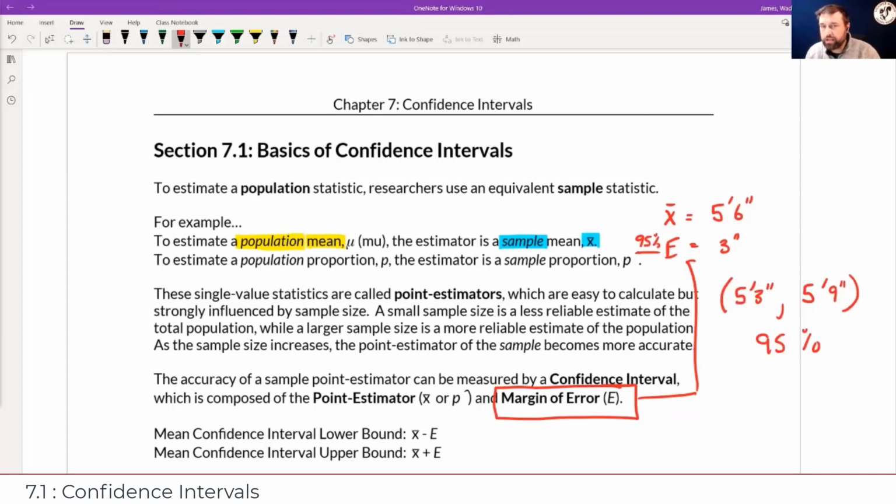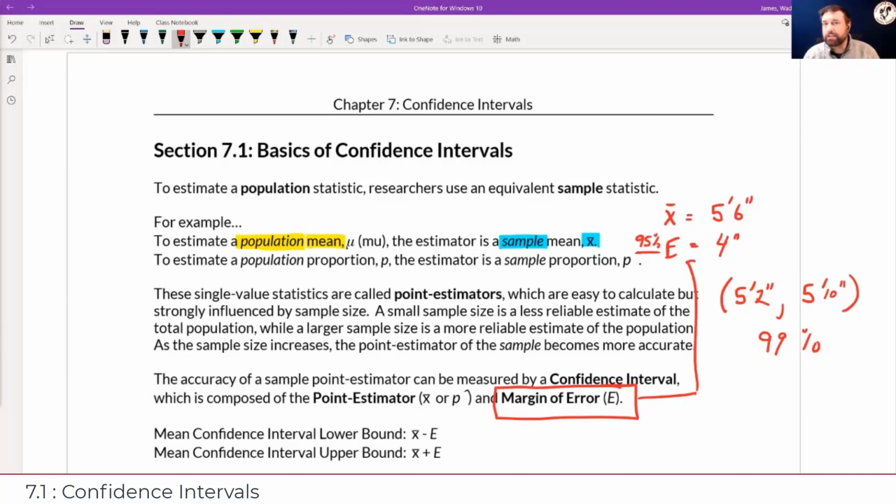If I wanted to crank up the confidence, so let's say I wanted a 99% confidence interval, okay? As my confidence goes up, my margin of error actually goes up. So maybe this goes to 4 inches. And now it goes from 5'2" to 5'10". I get a wider interval. The more confident I am, the wider the interval has to become, okay? And if my confidence goes down, the interval gets smaller, and we'll talk about that. But this is basically the idea of what we want to do.